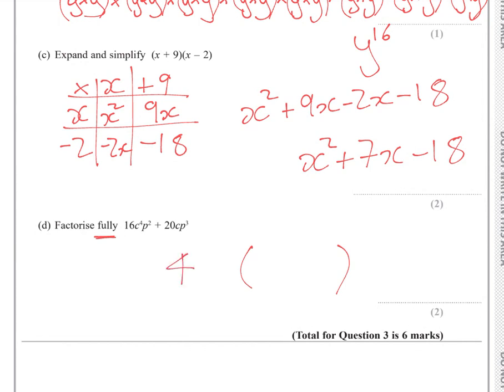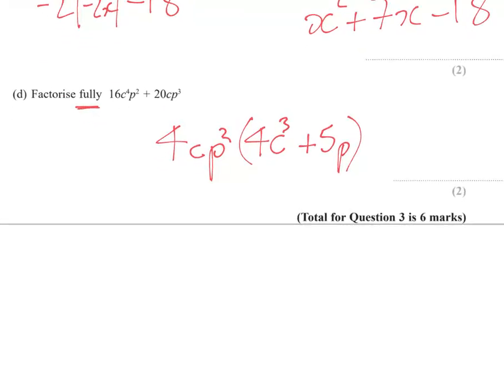So 4. How many c's? Well, the most c's we can take out is 1, and p squared and p cubed, so the most p's we can take out is p squared. Then what are we left with? Well, we're left with 4c to the 3, and p's were already done, plus 5 c's were already done, p. There you go. That is fully factorised.